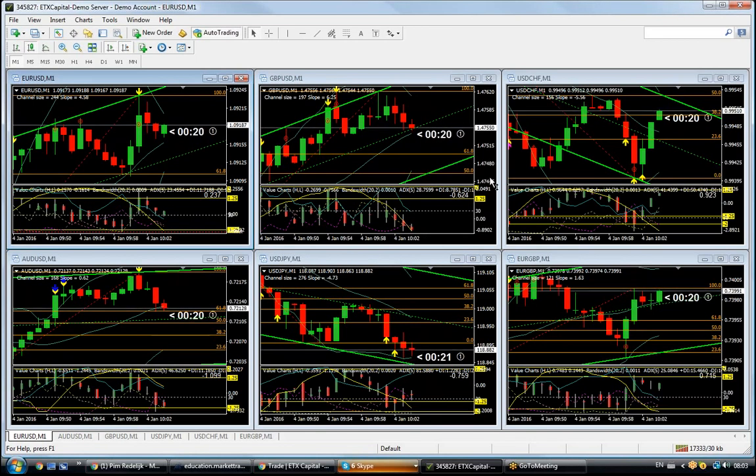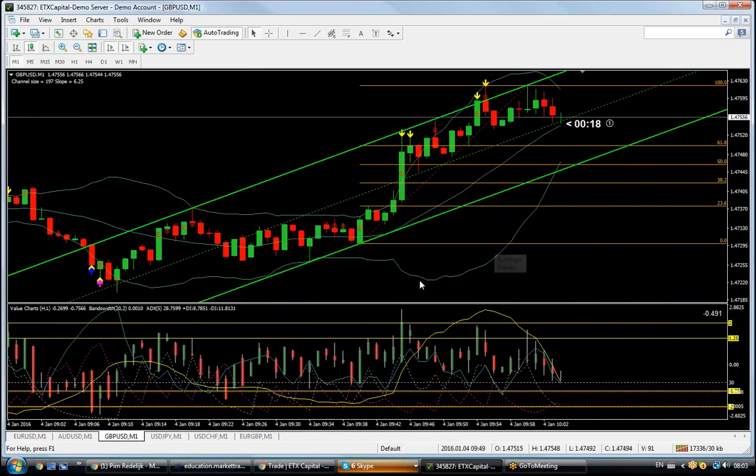Just looking at GU, we've got some constriction beginning to happen in the Bollingers. So we keep an eye on that.